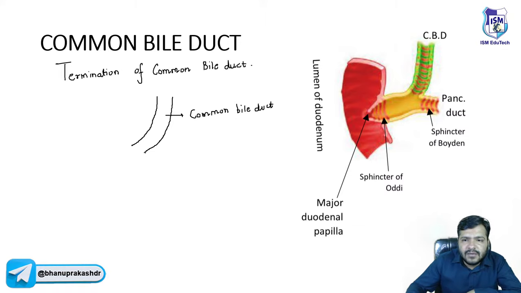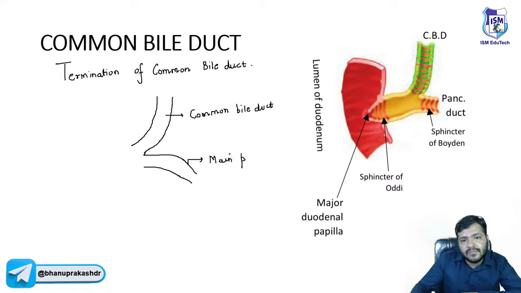Now, we have something which is called the pancreatic duct, beta. And it is the main pancreatic duct. Can you tell me the name of the main pancreatic duct? It is also known as the duct of... Answer the question, beta. So we have this main pancreatic duct. It is also known as the duct of Wirsung.